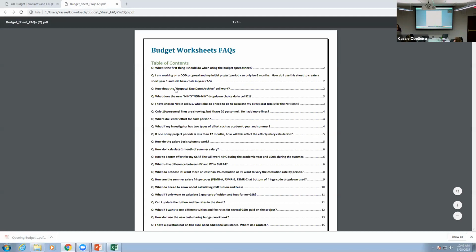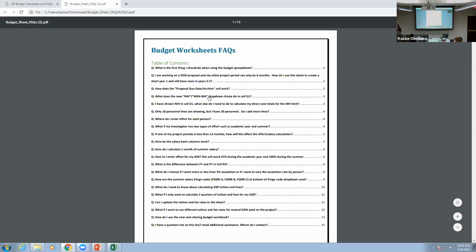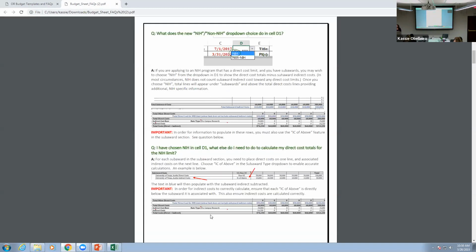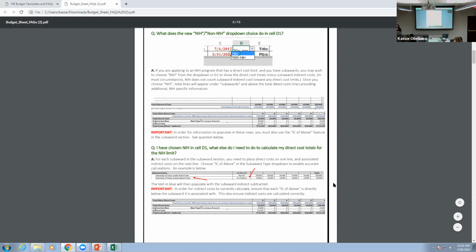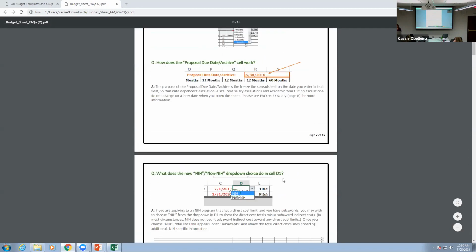Again, let me show you our FAQs. There's a bunch of topics here. So let's say, what does the NIH, non-NIH drop-down choice do in cell D1? If you forgot about that, you click here. It shows you how to change it and then all the differences, right? So you can go right to that topic.